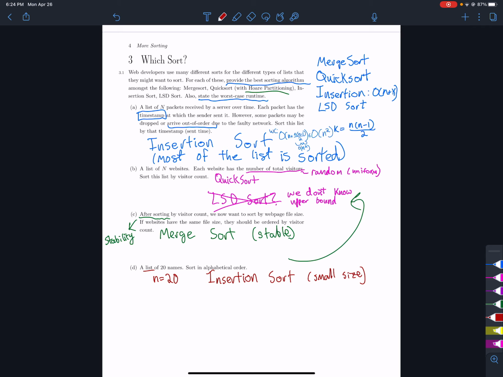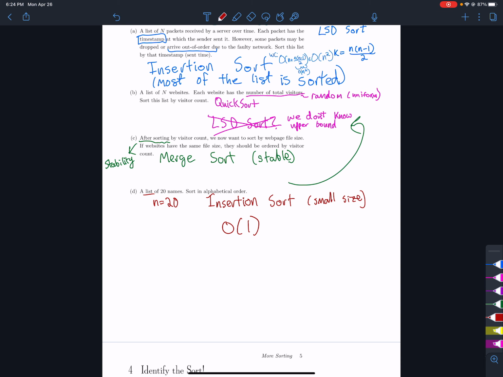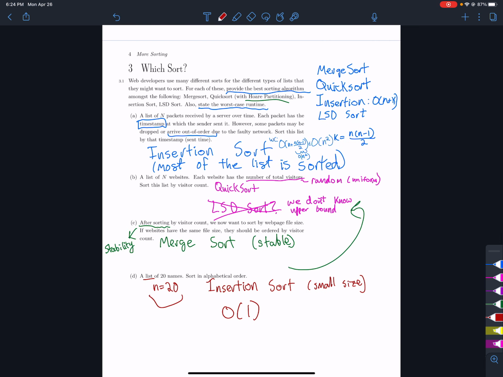For quicksort and merge sort, insertion sort would be faster because of the small size. So for here, even if there were order of n squared, 20 squared is still a constant, so we could upper bound this by 400, which is O of 1. Even though this is all asymptotically, this is still O of 1 because we have a constant size, a small constant size that we're given.